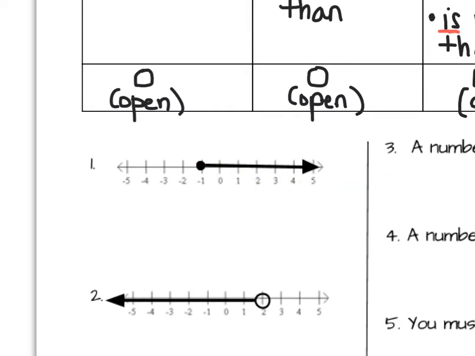We can use an inequality with a variable to represent the numbers that are shaded on this number line. So what you do is you start with x. Okay, so let's start with x. That's going to represent all the numbers that are shaded, and then you look at where the circle is. And so here the circle's at -1.